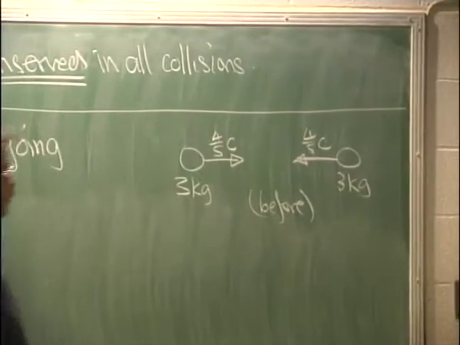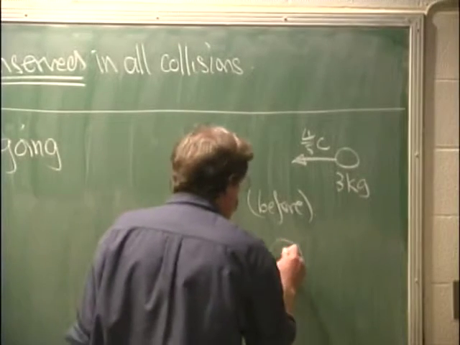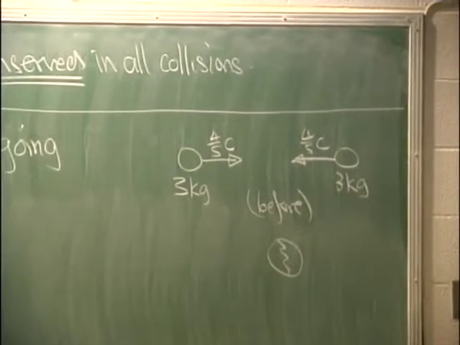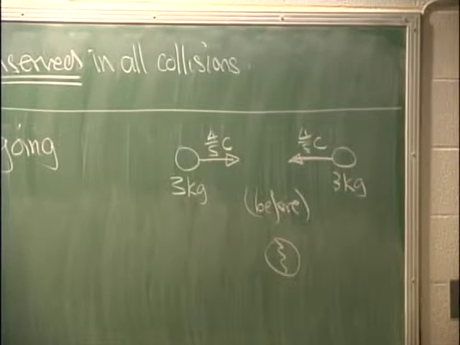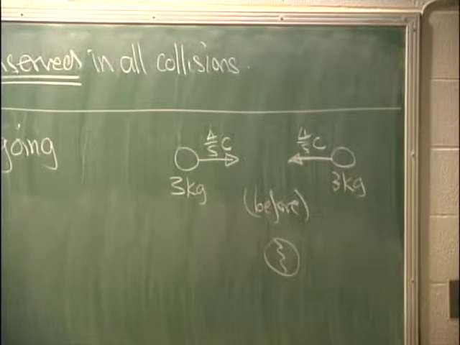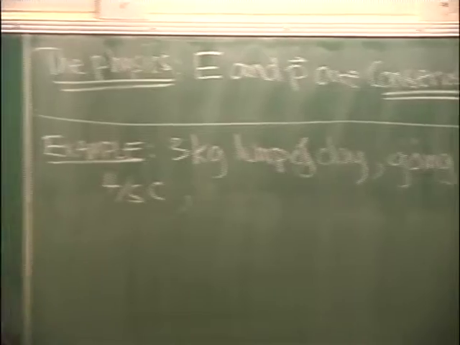So here's the scene before, and the scene after. Those two lumps of clay stick together, as lumps of clay tend to, forming a single composite lump. How fast is it moving? Not moving at all, right? Is that clear? These two came in together symmetrically. The final lump, when it's all stuck together, can't be moving.